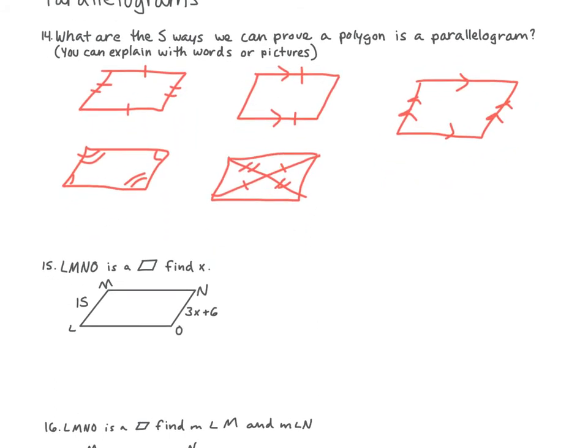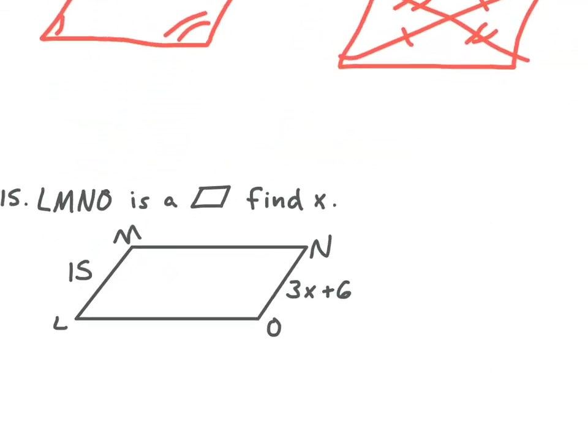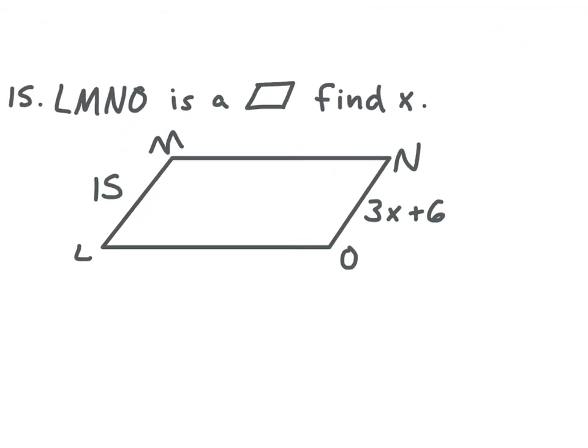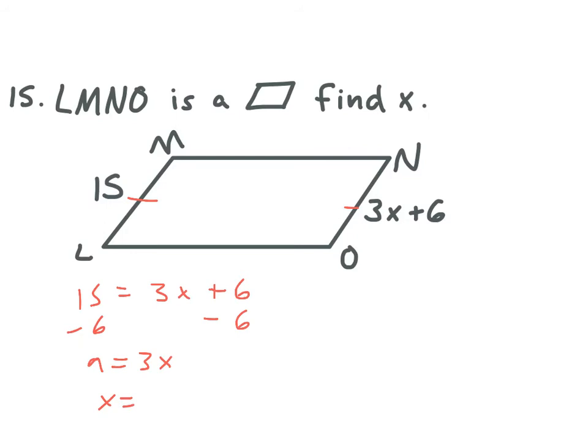Okay, let's go to 15. So we know LMNO is a parallelogram. So we need to find x. If this is a parallelogram, how can we find x? What do we need to do? We know that this side's going to be equal to this one, so we just set 15 equal to 3x plus 6. So we subtract 6 from both sides, and we get 9 is equal to 3x, and x is equal to 3.